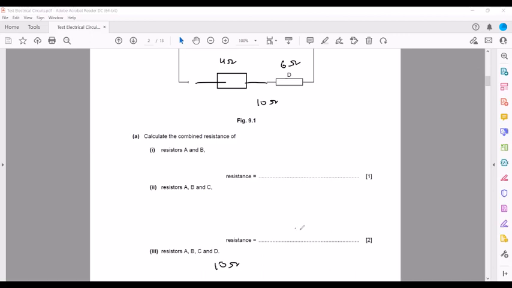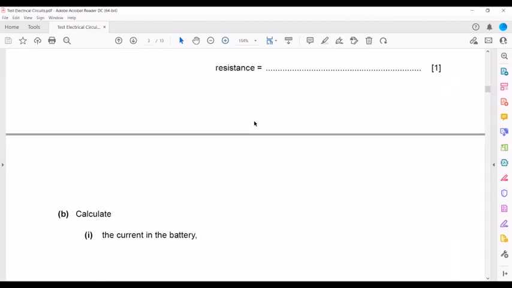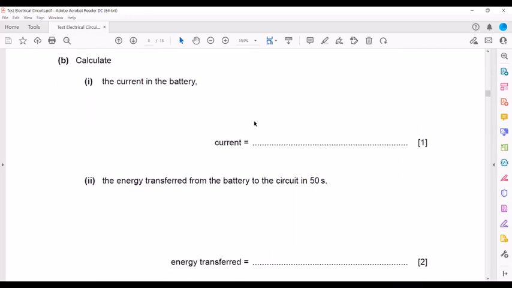This was 4, and this was the first one, because 6 ohm and 6 ohm are connected in series, so that was 12 ohm. Whenever resistors are connected in series, we simply add them. If they are in parallel, that is product divided by sum.